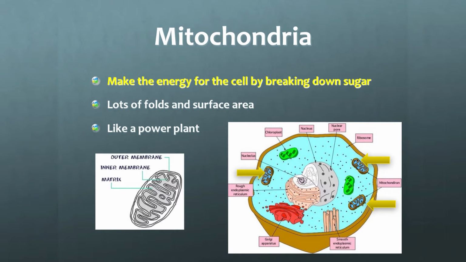Mitochondria makes the energy for the cells. The food that the cell gets, it breaks down into a form that can be more easily used. There are lots of folds and a lot of surface area inside of mitochondria. It's kind of like a power plant. Back to our school example, I would say the mitochondria is, well, the generator. Let's call it the generator. It's where we get all the energy.